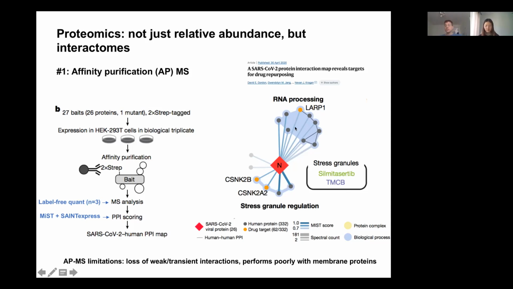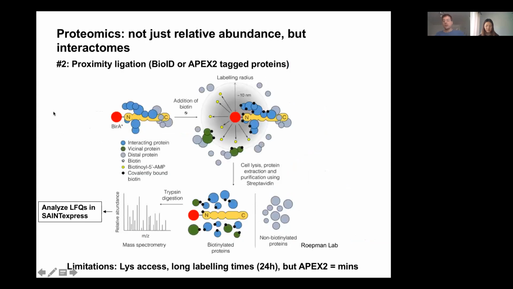One of the limitations of affinity purification mass spec is that it's hard to capture weak or transient interactions, and it's not the best for membrane proteins, unfortunately. Another way of looking at interactomes that doesn't suffer from this limitation of not capturing transient interactions is a technique called proximity ligation.